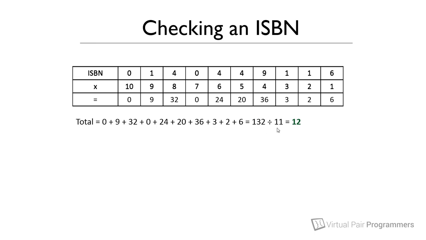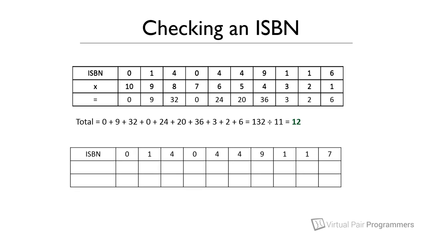We take that 132 and divide it by 11, and that gives us the number 12, and it's 12 exactly. Because this is an integer, an exact integer, there's no decimal point needed. That means this is a valid ISBN number.